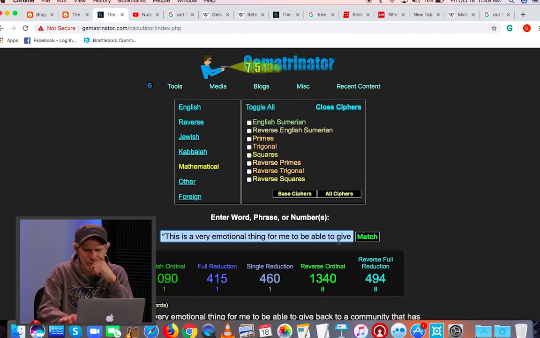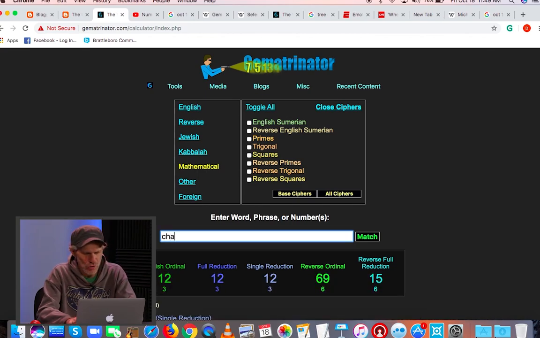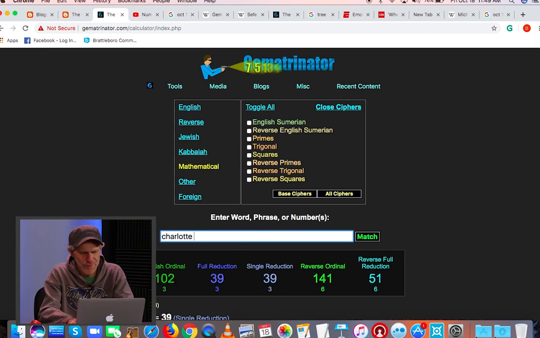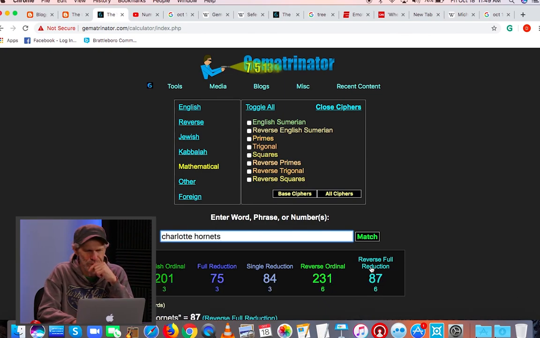Let's take this out. Charlotte, North Carolina. Oh wait, no, it's not Charlotte. It's Charlotte Hornets. It's a link to the team, my bad. Charlotte Hornets equals 87 as well.